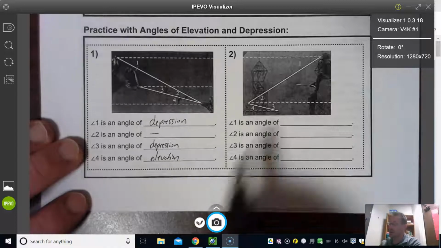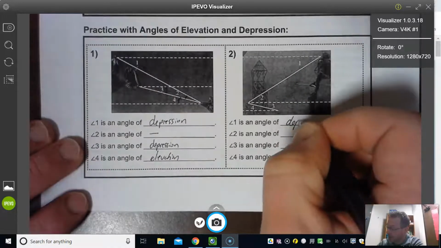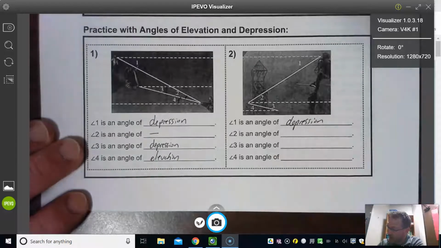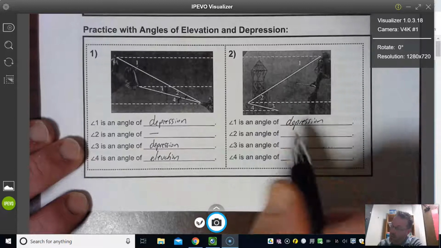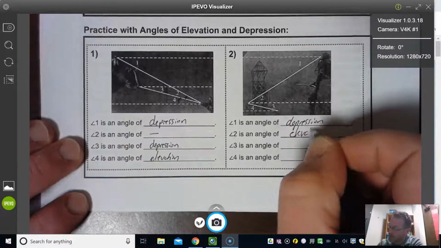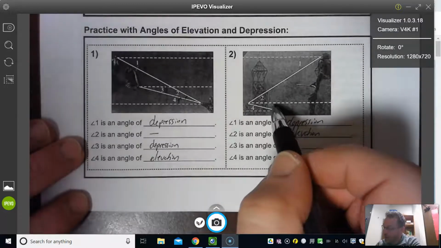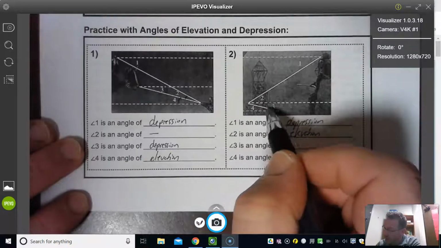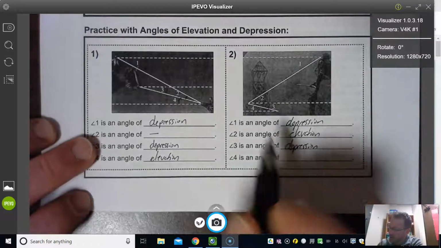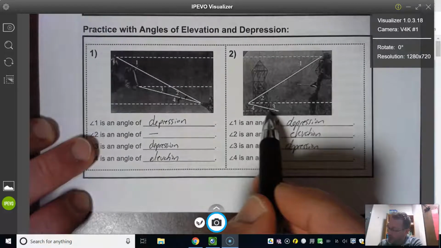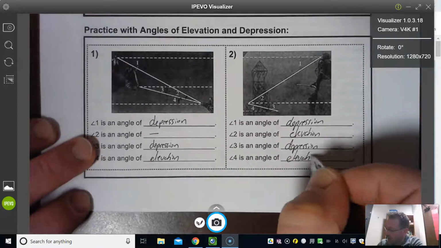All right, so let's look at this. Angle 1 is here. It's touching this horizontal, and it goes down. So hopefully you saw that this was an angle of depression. Angle 2 is touching this horizontal, and it goes up from that horizontal, so that would be an angle of elevation. Angle 3 touches this horizontal, and it comes down, so that would be depression. And then angle 4 is touching this horizontal, and it goes up from that horizontal, so that would be an angle of elevation.